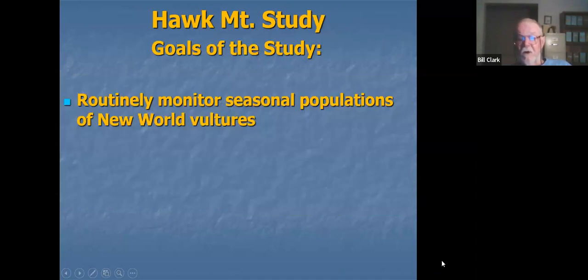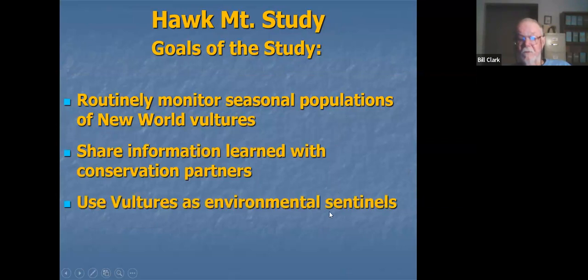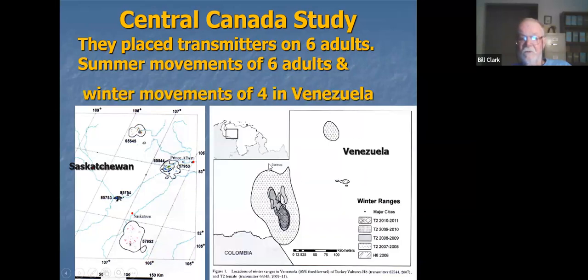So the goals of the Hawk Mountain study are to routinely monitor seasonal populations, share information with conservation partners, and use vultures as environmental sentinels, watching to see if their populations go down. Now, the central Saskatchewan study, the central Canada study, did put transmitters on 6 adults. These are satellite transmitters, and they had the summer movements of those 6 adults. And then 4 of them went to Venezuela, where they watched them move down there.